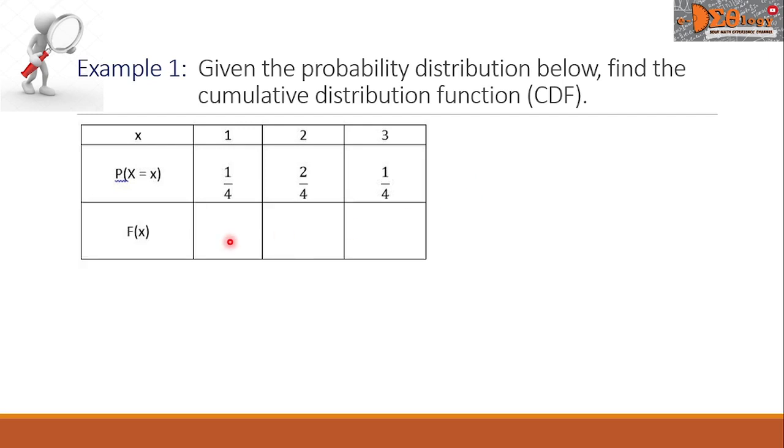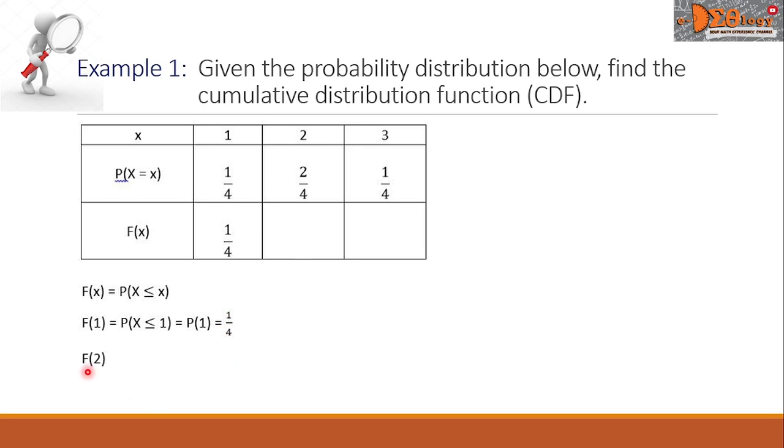Now we're going to compute for cumulative distribution function, capital F of x. Let's begin with the first blank here. Our formula is capital F of x equals the P when capital X is less than or equal to x. Let's begin with the capital F of 1. This is equal to P when capital X is less than or equal to 1. And this is equal to the P of 1. In that case, it is equal to 1/4. So this value we will write in here.